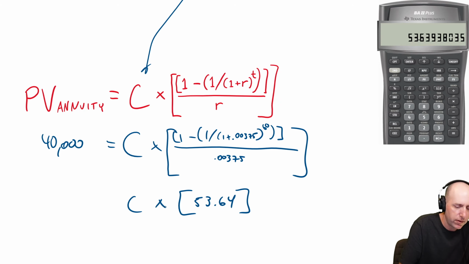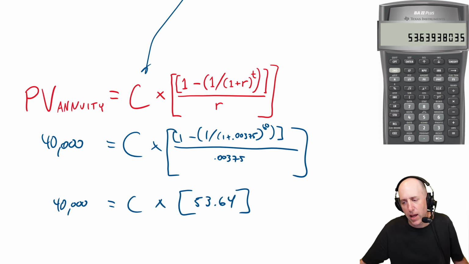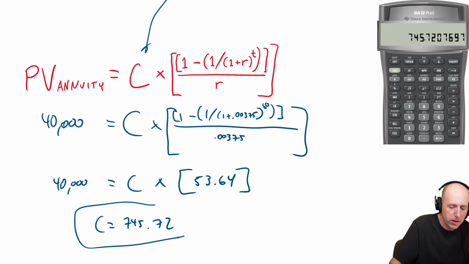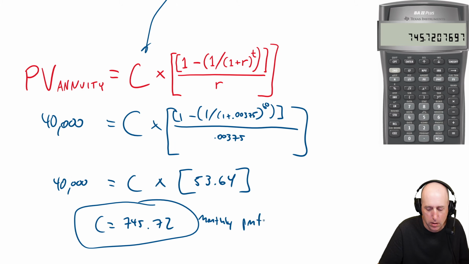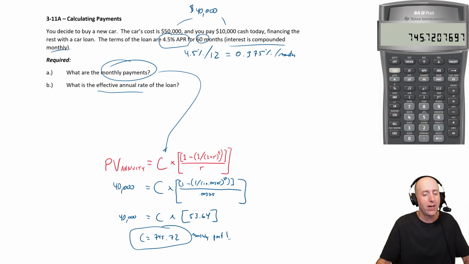So I have C times 53.64 equals $40,000. I just have to divide 40,000 by 53.64 and I get the answer. So again, having the number in my calculator so I don't round, I just go 1 over x times 40000 and I get $745.72. C equals 745.72. It asked me what the monthly payment is. That's my monthly payment. Okay, so there we have it. We have calculated the monthly payment.